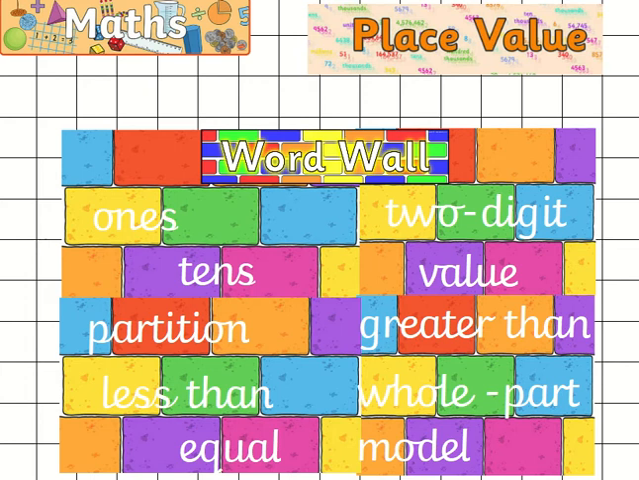model. So we've got our start with our vocab wall. So we've got our ones, tens, the word partition, which is going to be massive today, and we're going to make sure that we know what that means by the end of the day. Less than, greater than, equal, which we know means the same. The whole part model is again something that we're going to look at, and 2-digit. And we know that value is what something is worth.